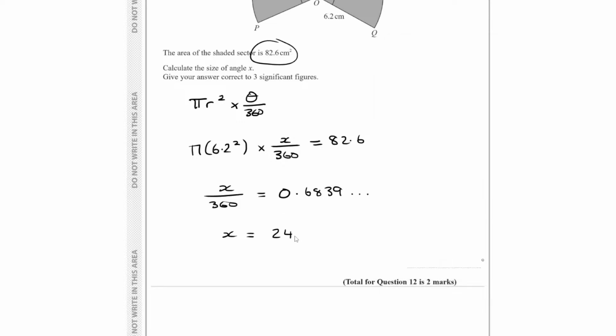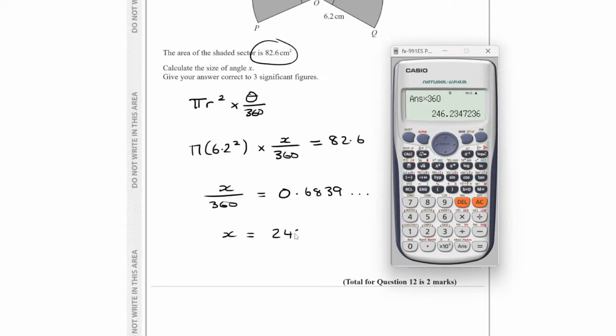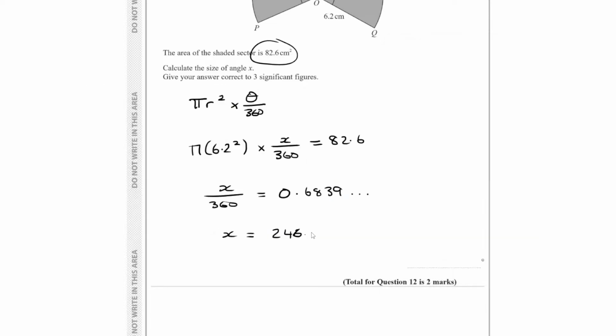246.234... Was it 246? Yeah, 246.23 I think it was. Anyway, so that's the angle. Now just double check what they want you to round it to. They've said give your answer correct to 3 significant figures. So that's the 2, the 4 and the 6. And I don't need to round up because the next number is 2.